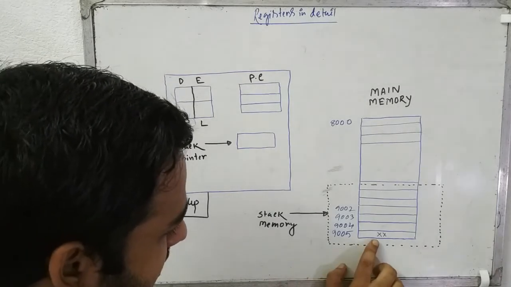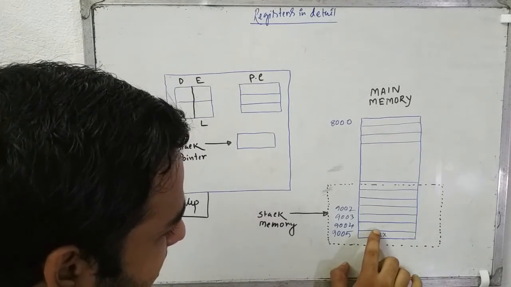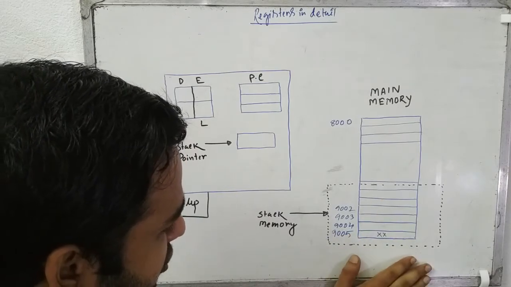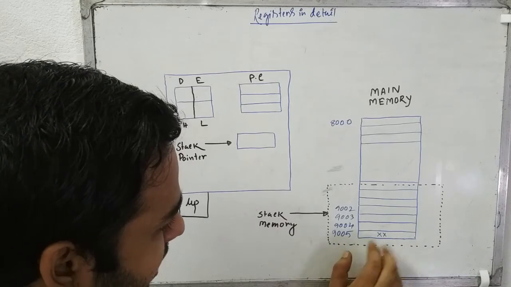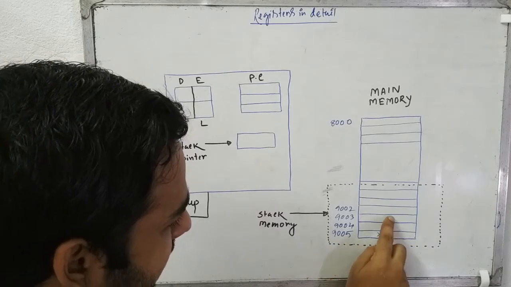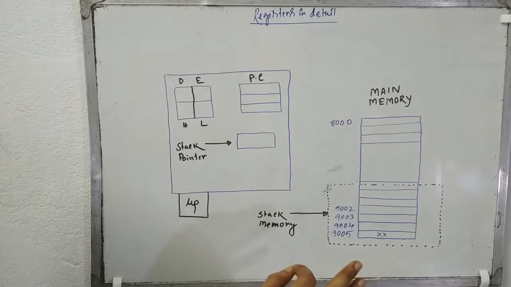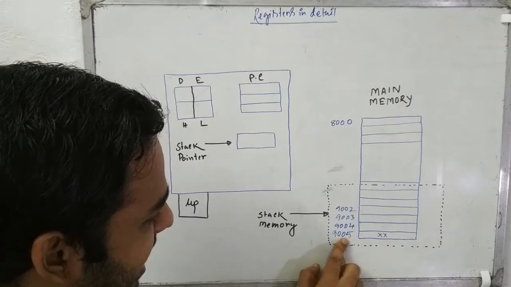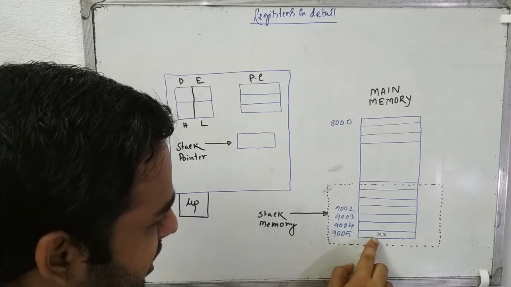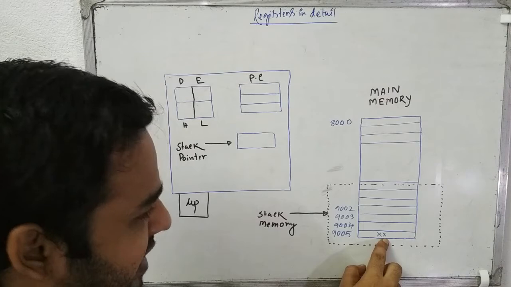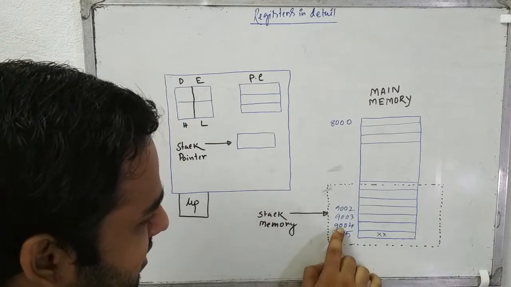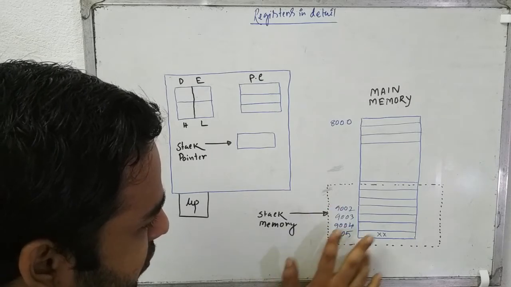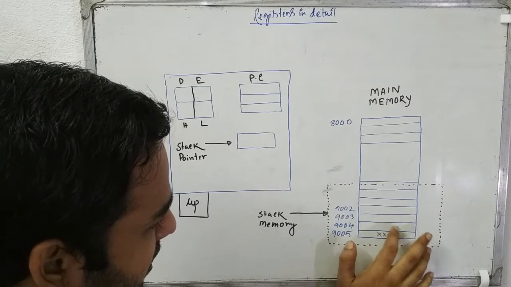Coming to here, you will find that these are different locations. These are all different locations which are able to store 8-bit data at a time, and each and every location has its own address value. You can see 9005 is the address, and the data which has been stored at that address is XX, which is 8-bit data. Another is 9004. All are different addresses for these different memory locations.